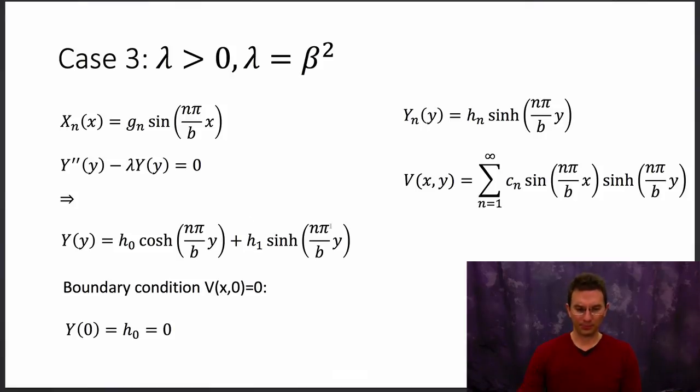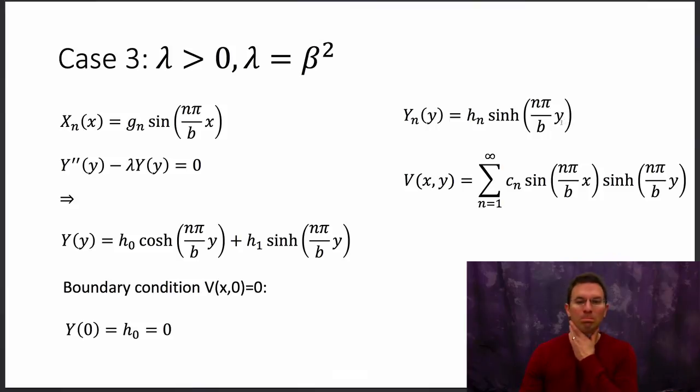Question is, again, what's h1? We'll get to what h1 is in a moment. So what we do, again, this term goes to 0, and we set our trial function for y equal to some unknown constant times hyperbolic sine of n pi over b times y.